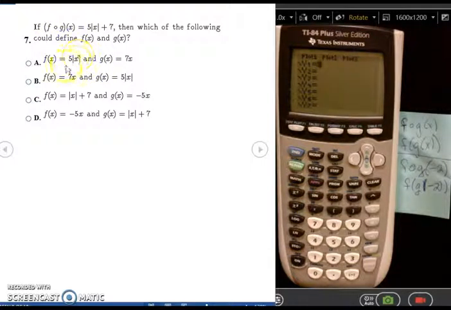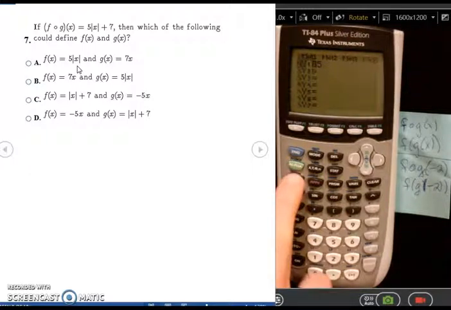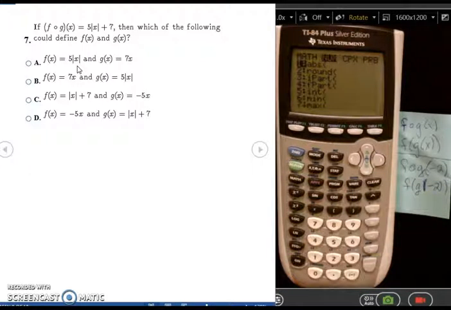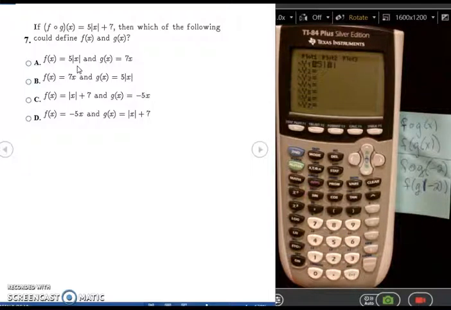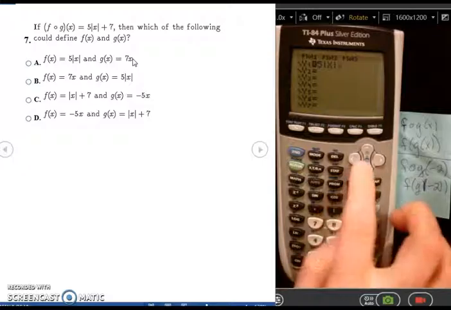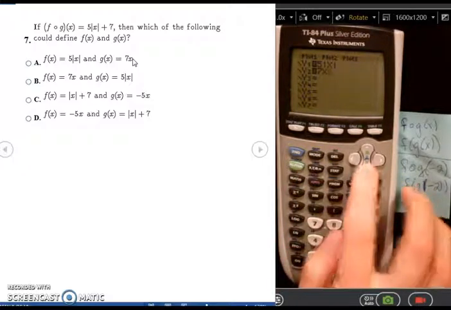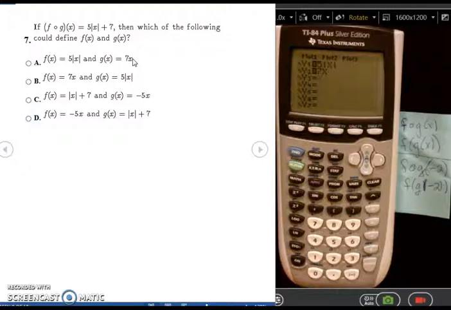Letter A gives me that the choice for f of x is 5 absolute value x. So I'm going to type 5, and to get absolute value, I have to press math, scroll over to num, and then ABS here stands for absolute value. I press that, and there pop the absolute value signs, and I'm going to put an x in there. That's all I need in there, so I'm going to scroll right out of it. And then A says g of x is going to be 7x, so I type 7x. And then y3 is going to be the composition.